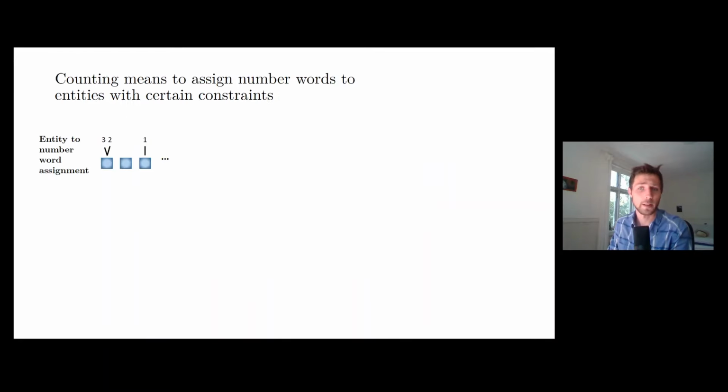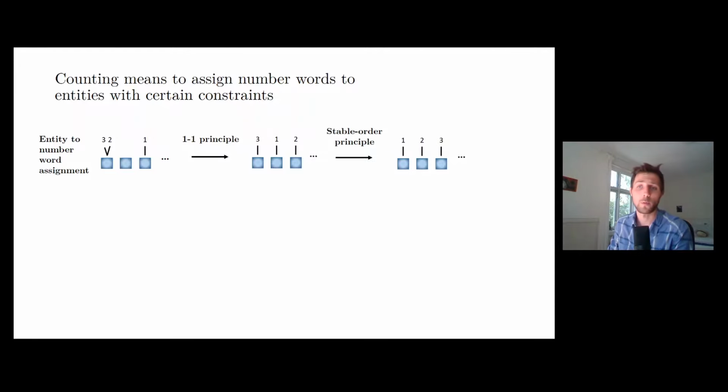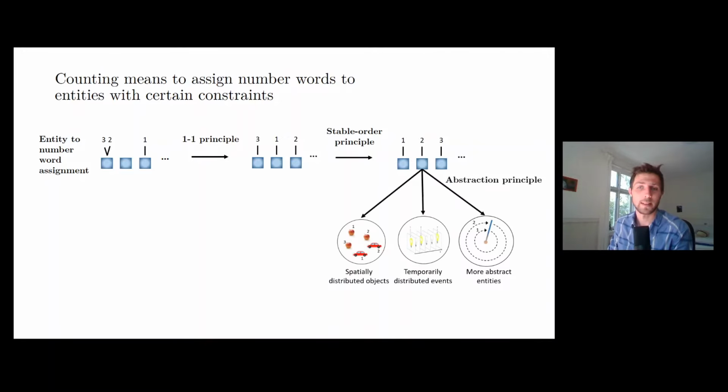So formally, counting means to assign number words to entities with certain constraints, such as that each entity is corresponded to exactly one number word and that the order of the number words must follow a fixed sequence. These principles can then be applied to any kind of entity. However, children usually do not learn counting by explicitly telling them these principles, but by exposing them to many examples.